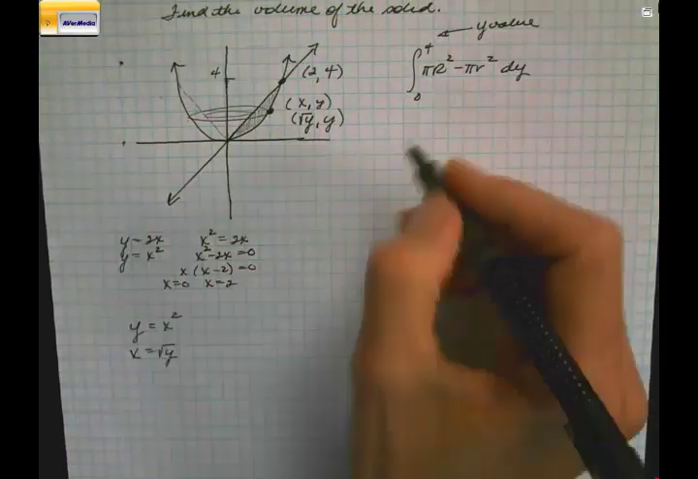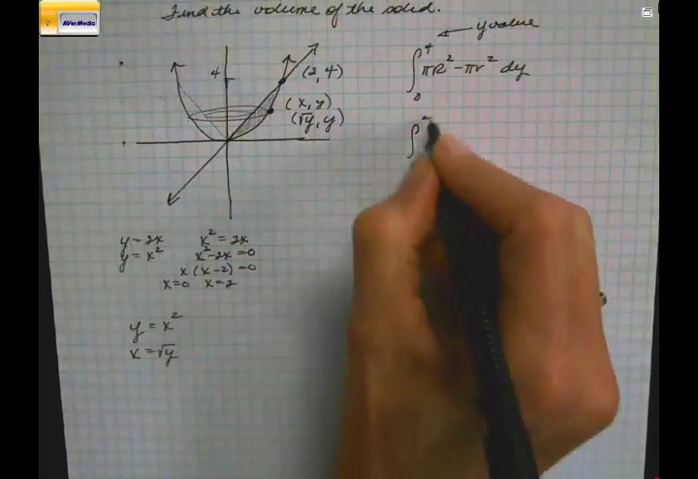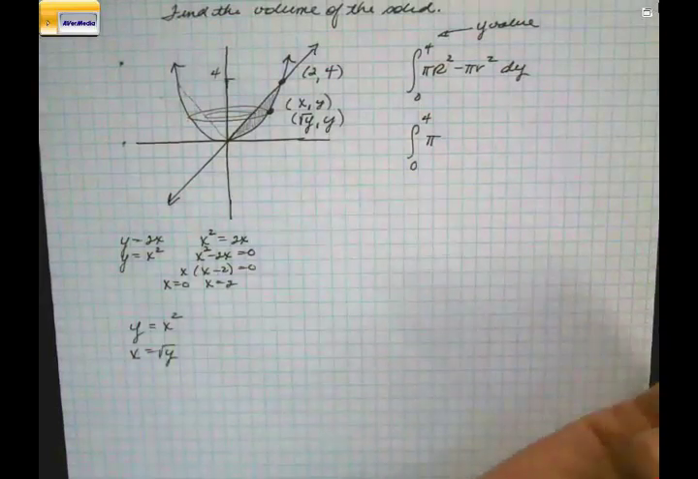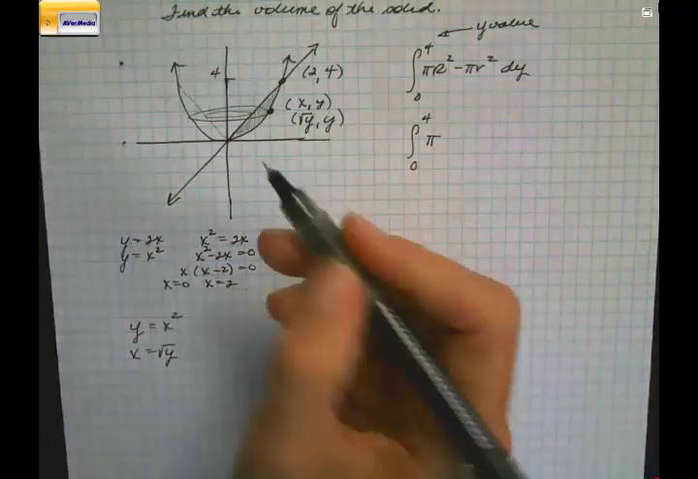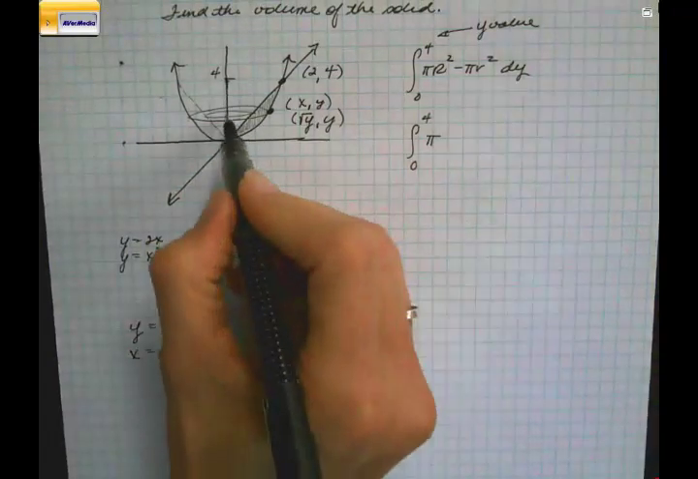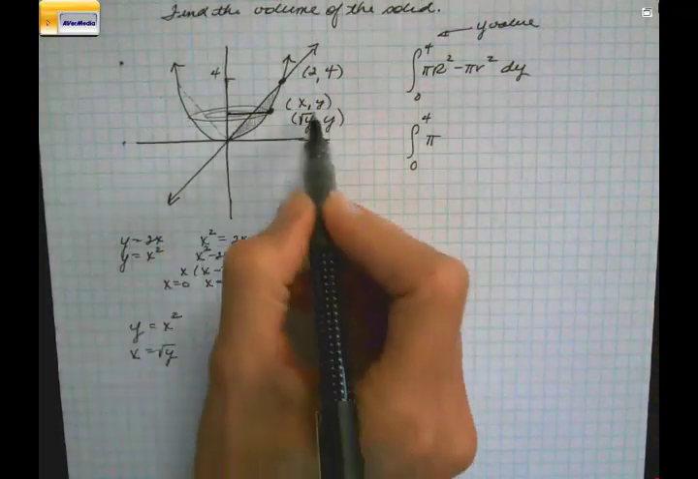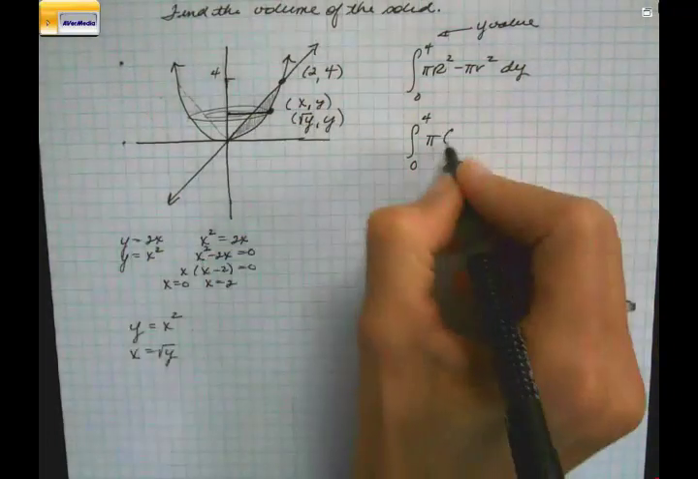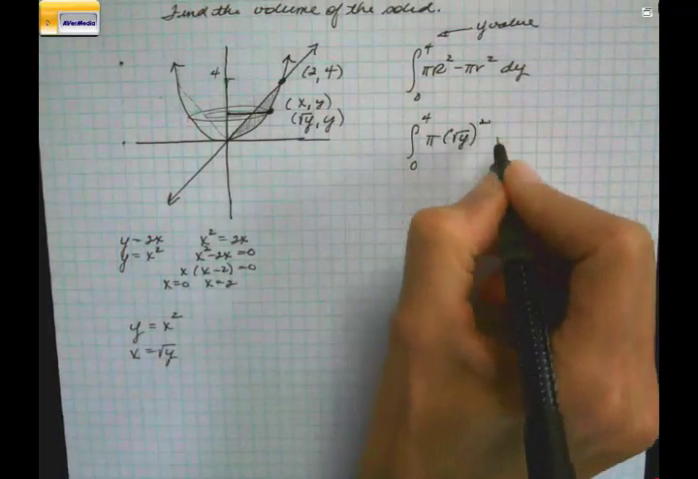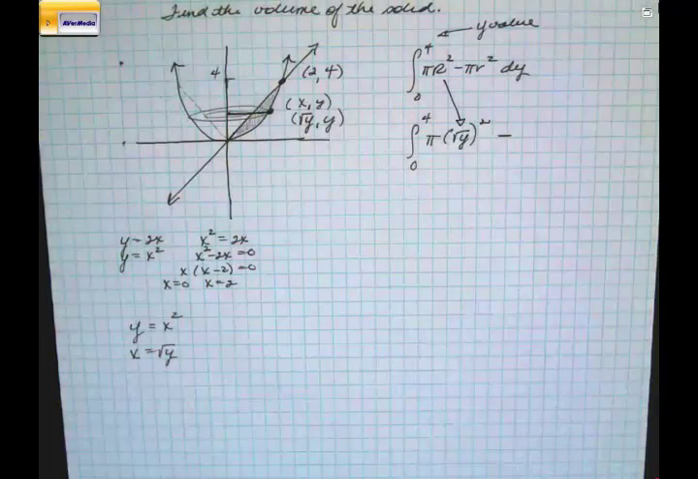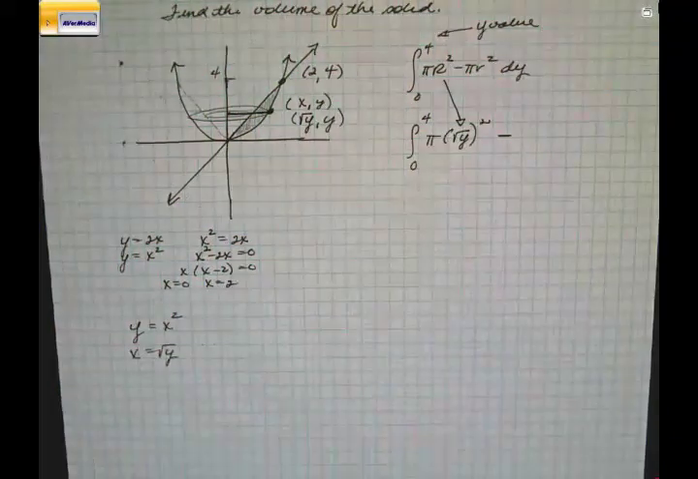So now, what is your capital R? From here all the way out, there you go. Capital R is the square root of y. Capital R is the square root of y, the horizontal distance to the outside of the disk.